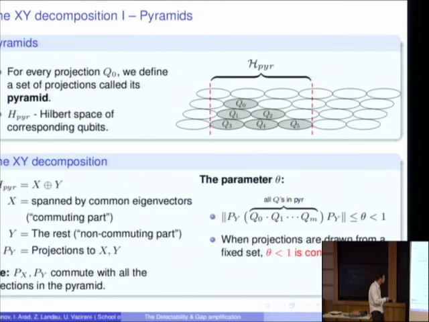The X subspace is defined as the subspace that is spanned by all the common eigenvectors of all the projections in the pyramid, and the Y subspace will be just the rest of them.